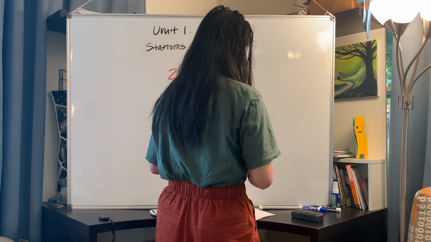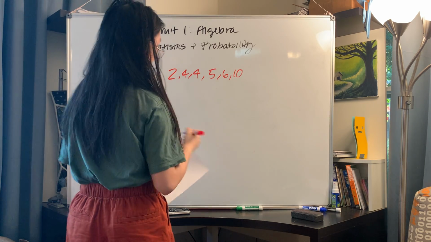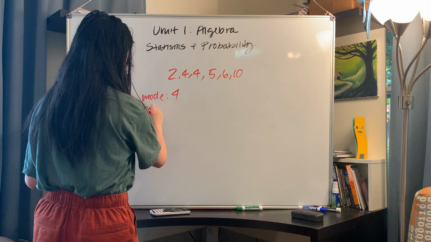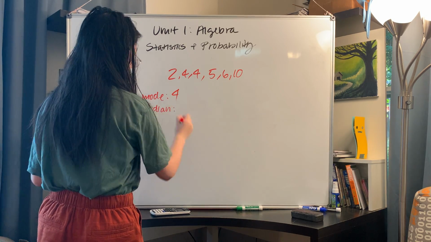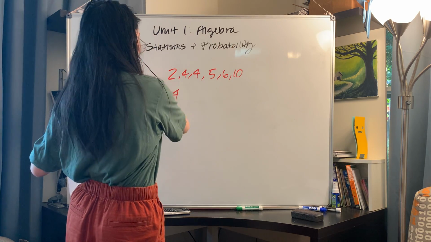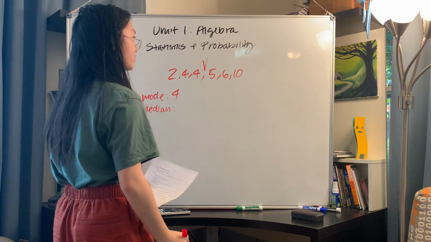So first, let's try to find the mode. The mode will be the number that appears the most in the set, which in this case is 4. And then we're trying to find the median. The median is a number in the very middle if you line up the numbers in the set from the least to the greatest. So that would be in between here.